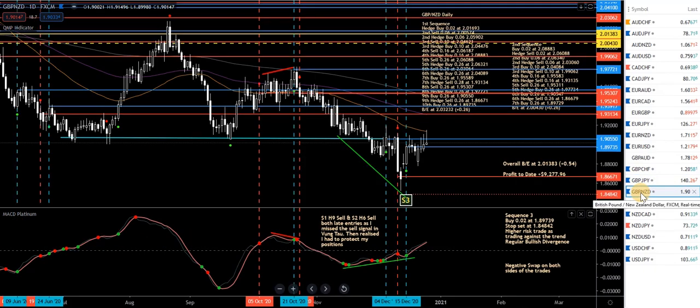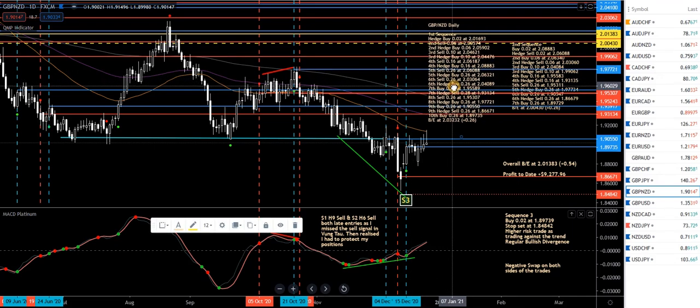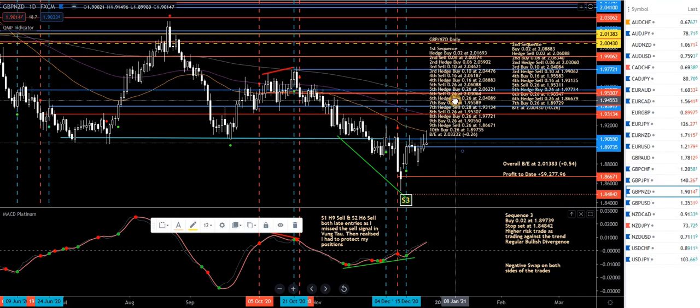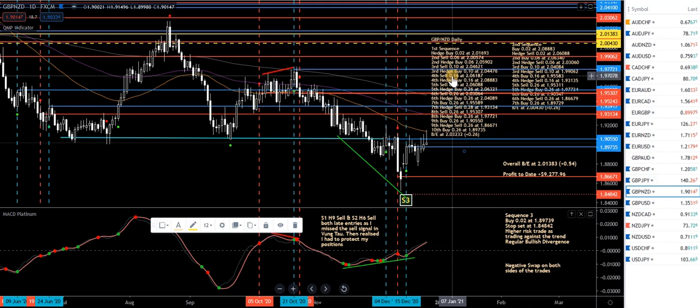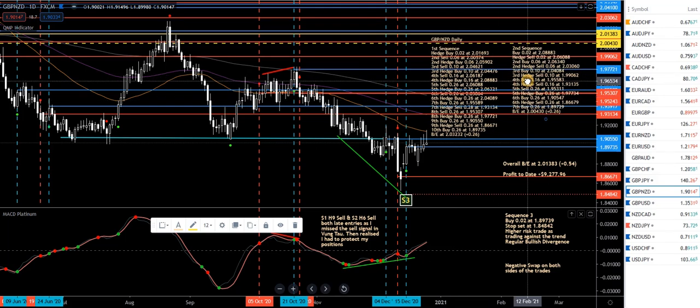Pound New Zealand, now this is one of my problem pairs. I'm in a lot of trades, as you can see. Sequence 1, sequence 2, a little bit hard to see though. I can move them a little bit. Hang on a sec, that helps. That might help. So sequence 1, sequence 2 is here.